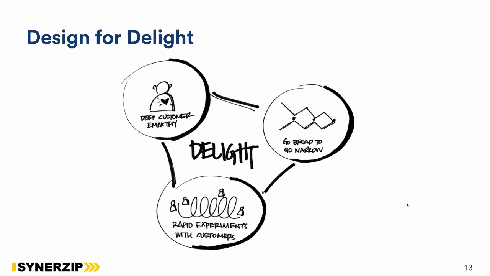So one is get deep customer empathy. Another is go broad to go narrow. So the notion that you want to be able to think expansively in a generating way and have a lot of ideas before you narrow down to one. And then the third principle is really around you want to be experimenting with customers to learn.